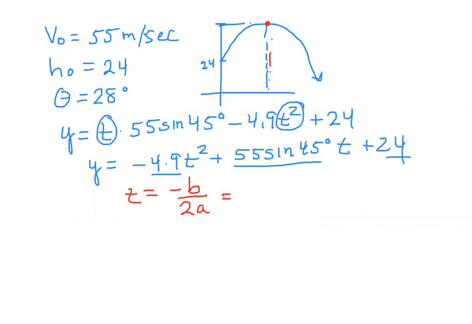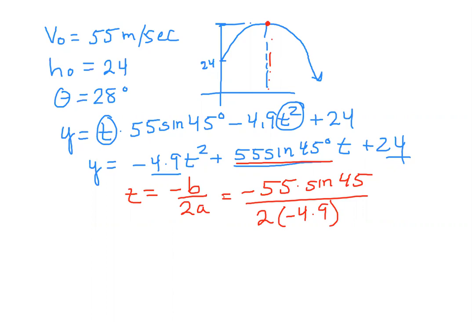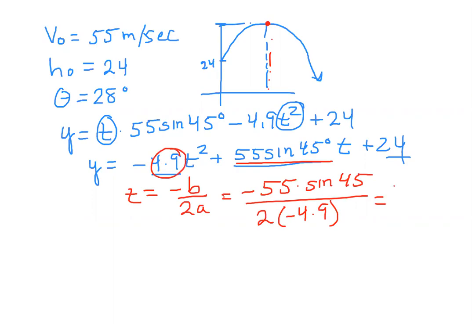So in this case, here's b. So we're going to have minus 55 times sine of 45 over 2 times negative 4.9. This is a right here. A is with the t squared, b is with the t. These are all just numbers. Put that in your calculator and you get 1.23 seconds. Okay, that's when it reaches its maximum.